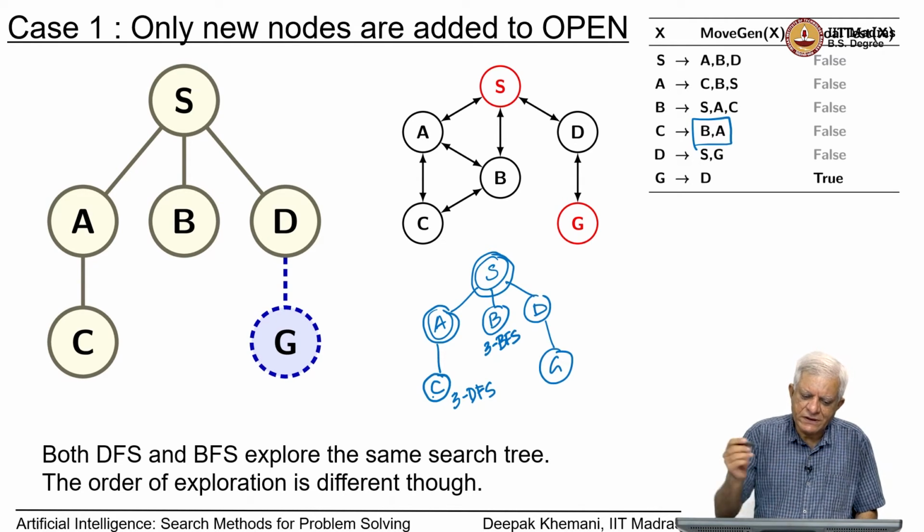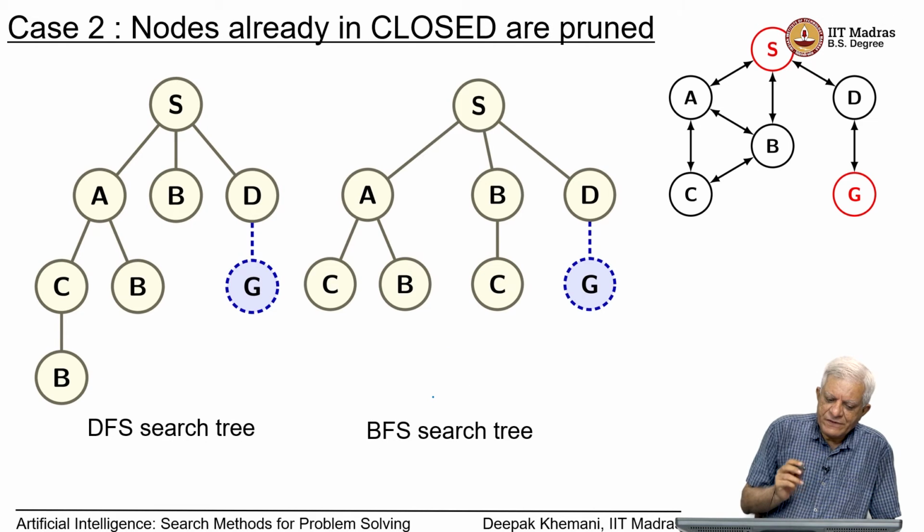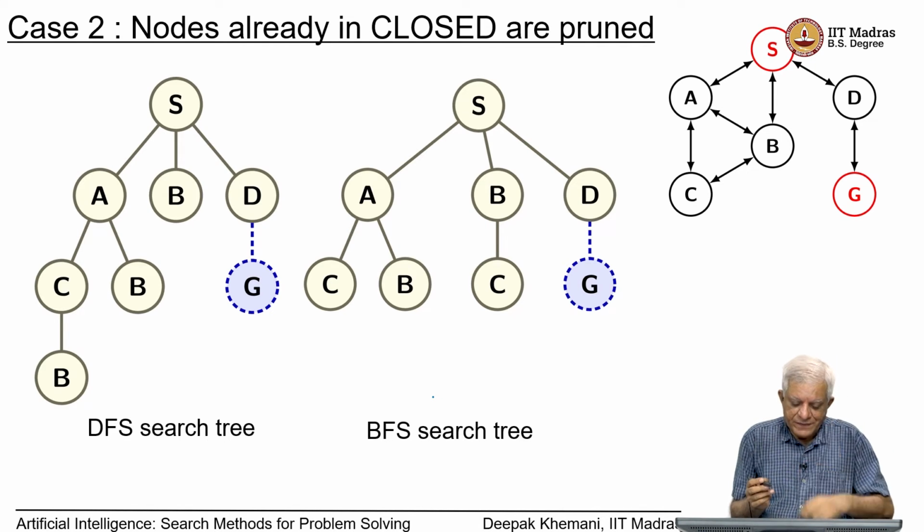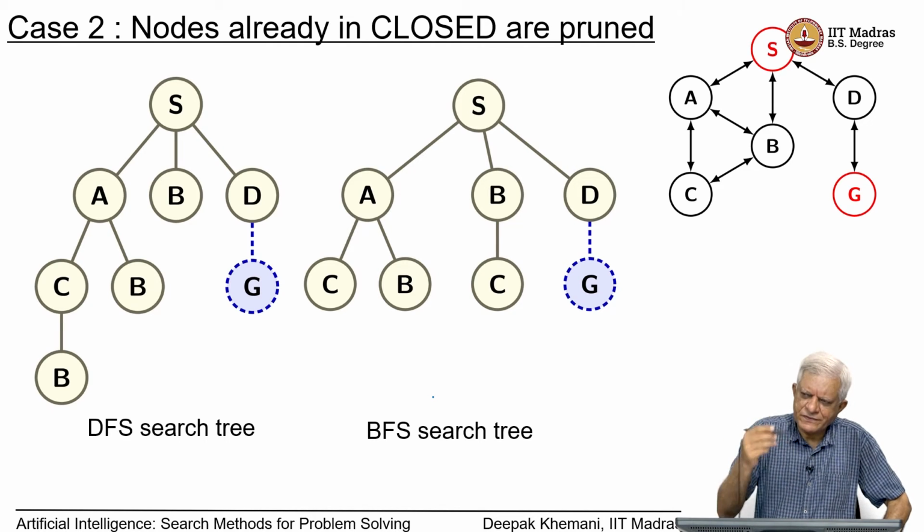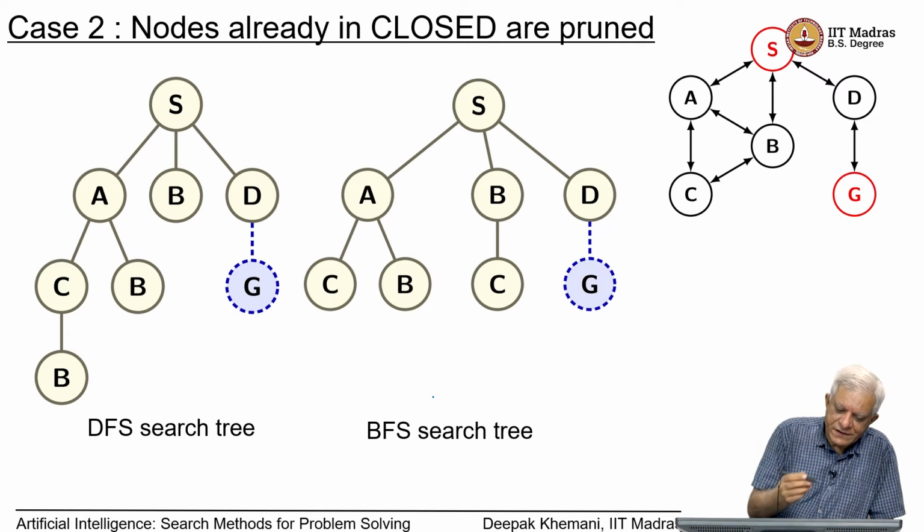That was case 1, when only the new nodes are added to open. One case that we looked at was that if a node is on closed, then you do not add it to open, but if a node is on open, then you are allowed to add it to open. We have seen these cases earlier, except that now we have the added restriction that we always pick the new node from the head of open, and the two search algorithms put new nodes at different parts in the open.